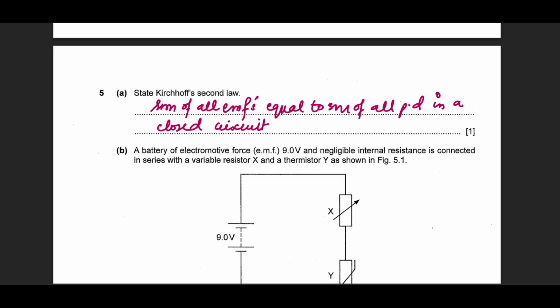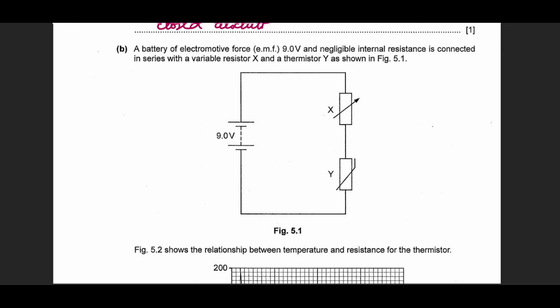He says that all the EMFs will be equal to all the potential differences. Another way of saying that is the sum of EMFs with the potential differences will be equal to 0, right? So that is what this law is about. It's about energy conservation.